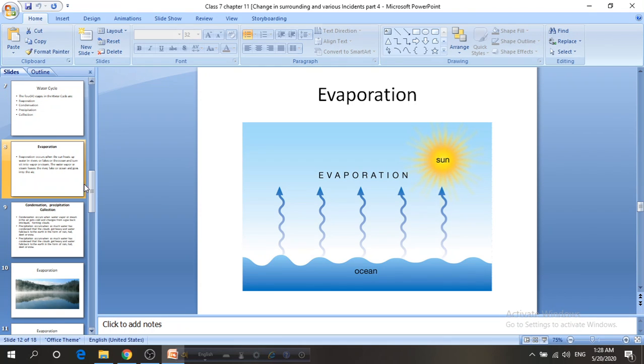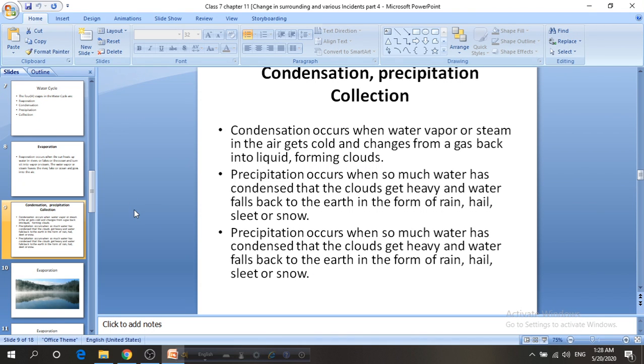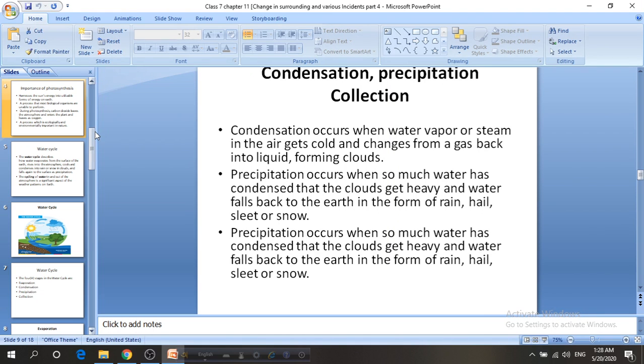Then the next process in this water cycle is condensation. Condensation occurs when water vapor or steam in the air gets cold and changes from a gas back into liquid, forming clouds. The third process of this cycle is precipitation.